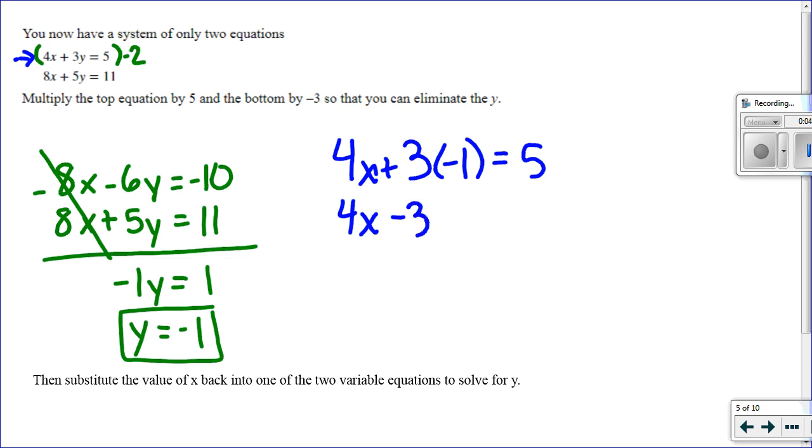4x minus 3 equals 5. Add 3 to both sides. 4x equals 8. Divide both sides by 4, and x equals 2.